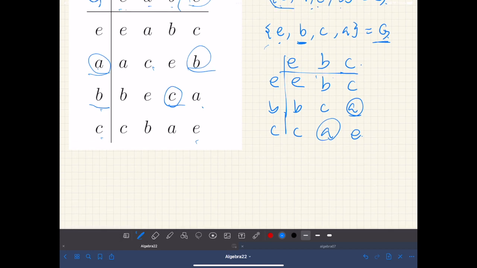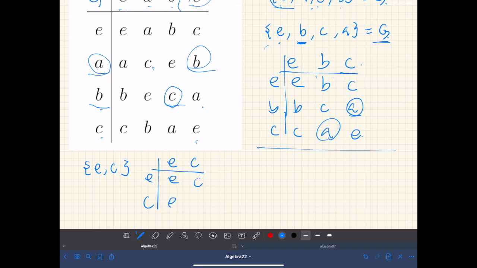Now let's try another possibility. Suppose, let's write it here, a subgroup contains the element C. Is this closed under multiplication?